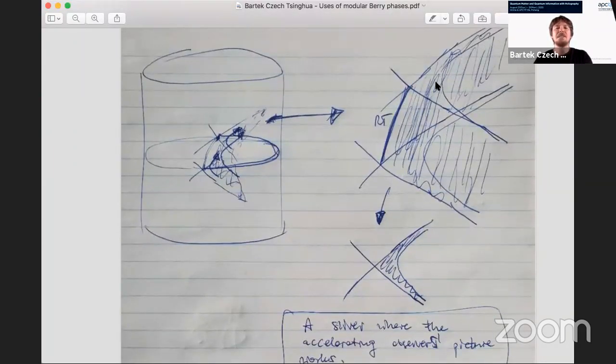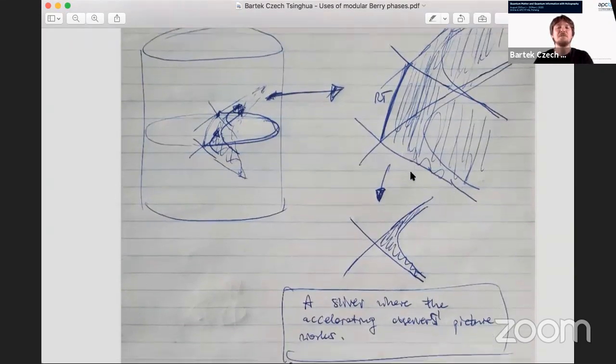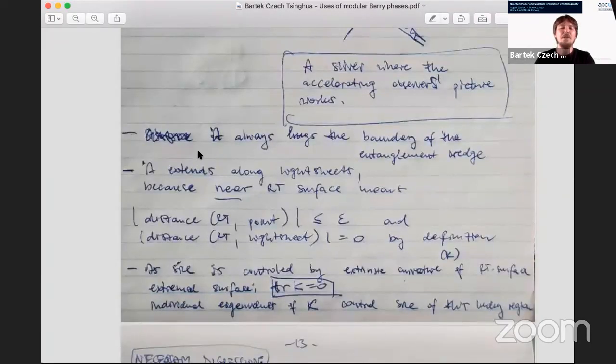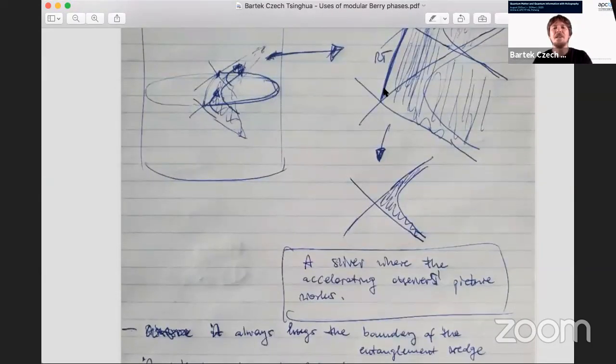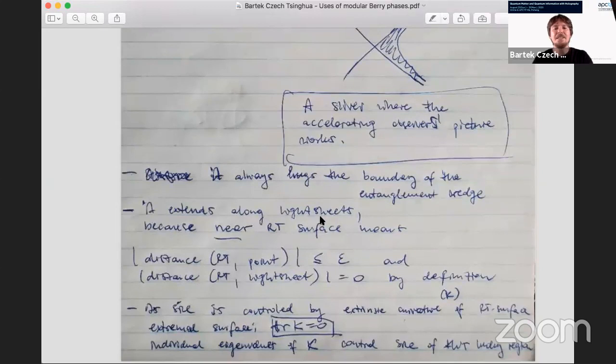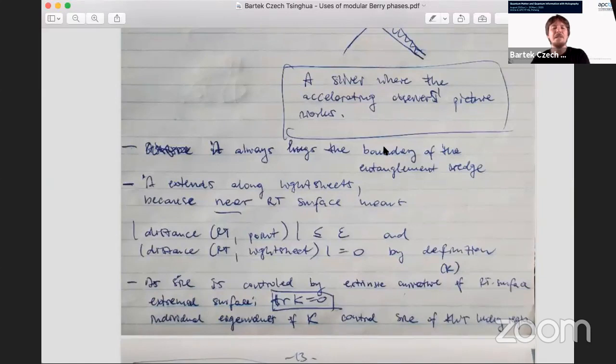This and this are the boundaries of the slivers where the Rindler description of the entanglement wedge is valid. Okay, so here are some facts that just regurgitate what I said. Where I can treat the entanglement wedge as approximately Rindler space, that region always hugs the boundary of the entanglement wedge along these null sheets, like here and here. And then it extends along light sheets because near the RT surface, the distance is very small as I'm almost following a null sheet. So that's this statement here.